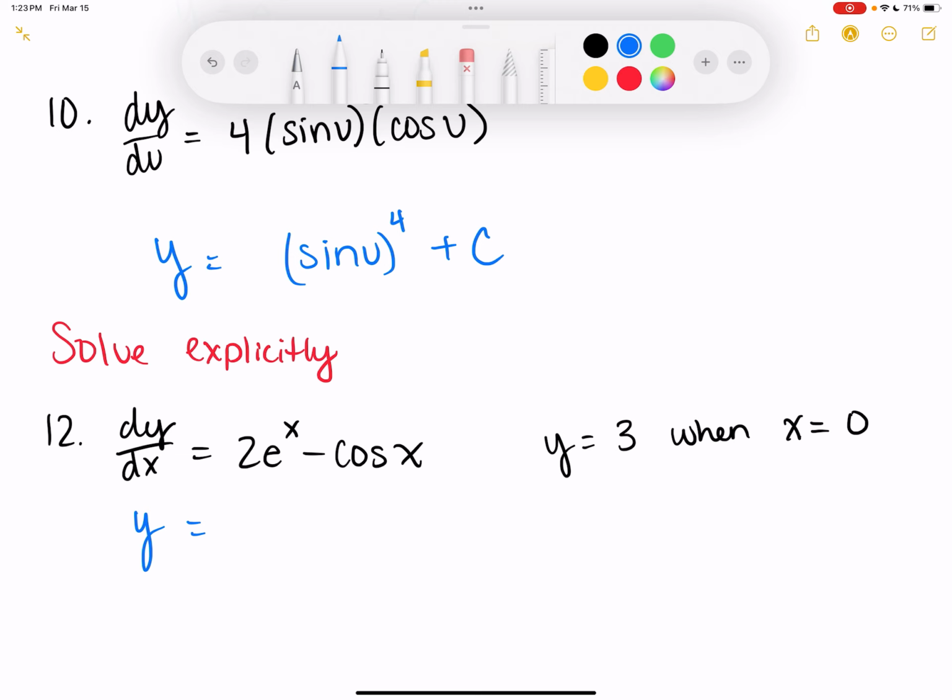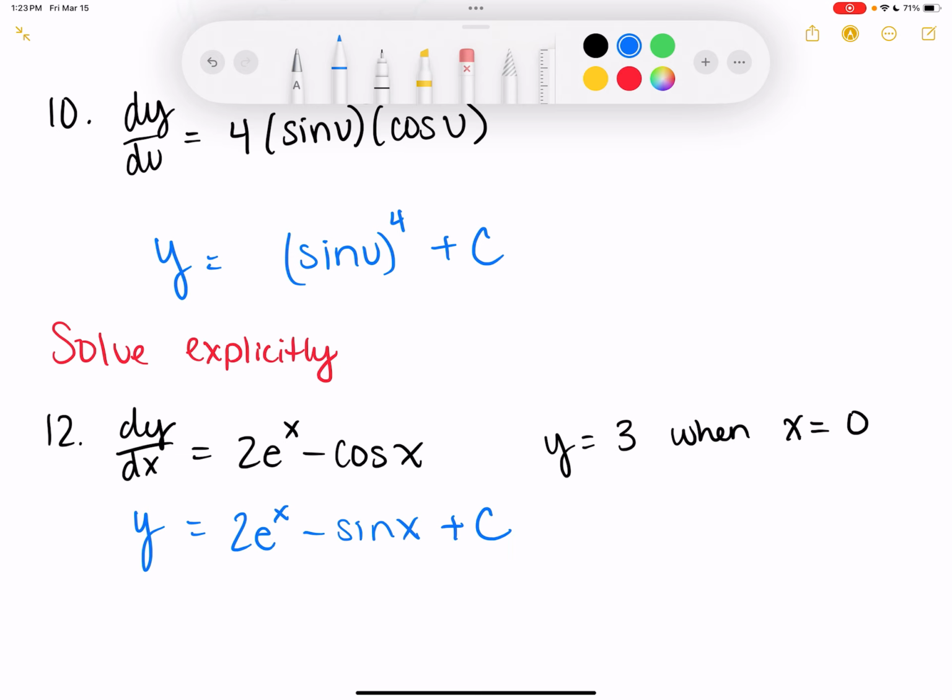What's the derivative of e to the x? So it's 2e to the x. Just copy it down, because the derivative of that would still be 2e to the x. Now, what's the antiderivative of negative cosine of x? Minus sine of x plus C. So the first step is the exact same as the general part.